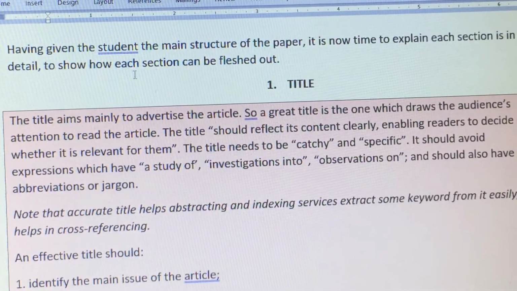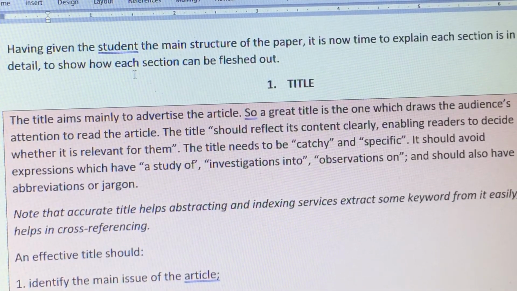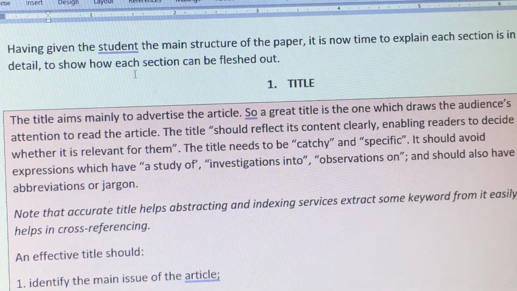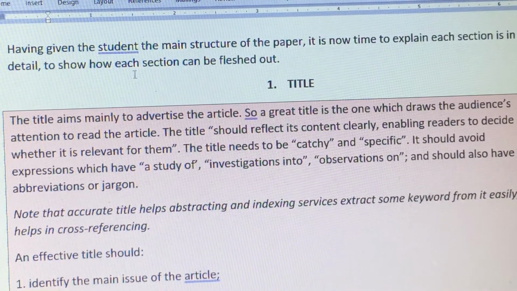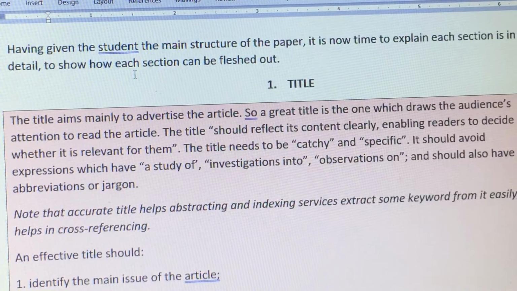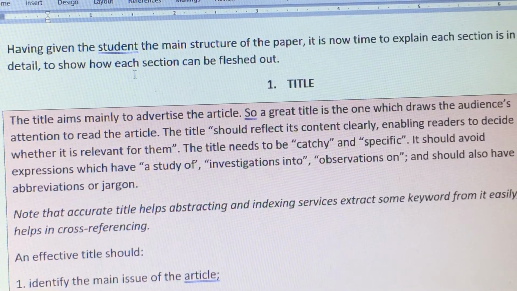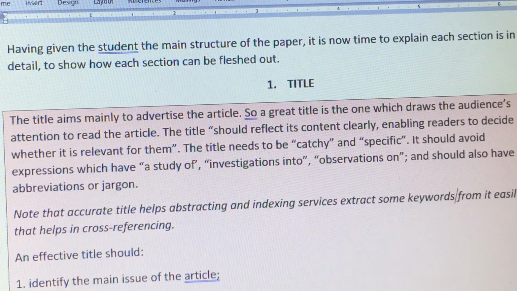Now, you need to be accurate in your title. In other words, it needs to reflect what is inside the content of your work. This helps services like indexing or abstracting ones extract some of the keywords that are found there. These keywords need to be extracted quite easily, and they help in cross-referencing as well.